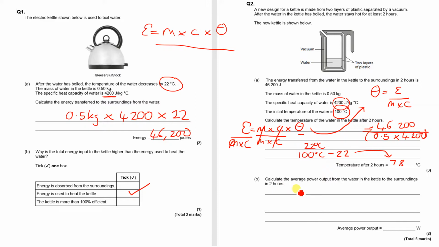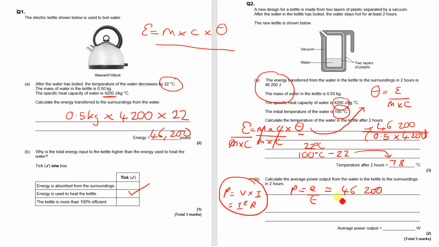Okay, it asks us now to calculate the average power output from the water in the kettle. So remember, power is equal to energy divided by time. Power is also equal to voltage times current, and it's also equal to current squared times resistance. But for this particular question, we don't need to know that, but just be aware of those for the Unit 1 exam. So the energy is from this part in the question, so that's 46,200.